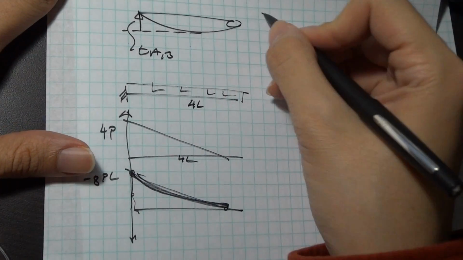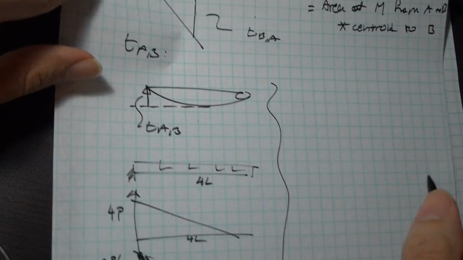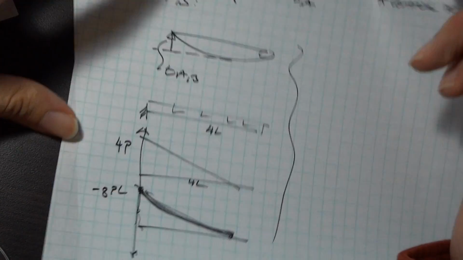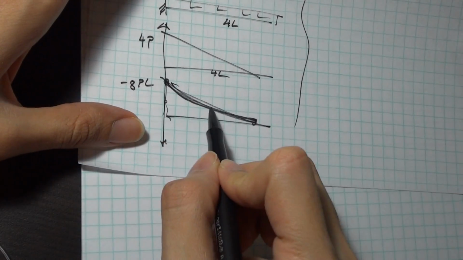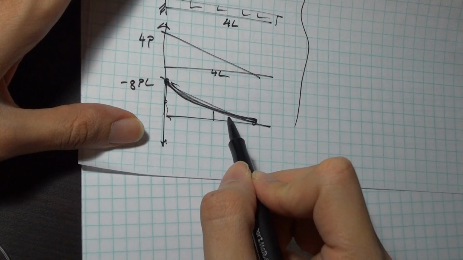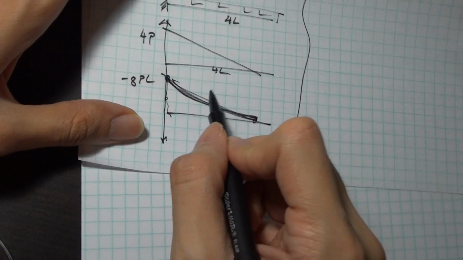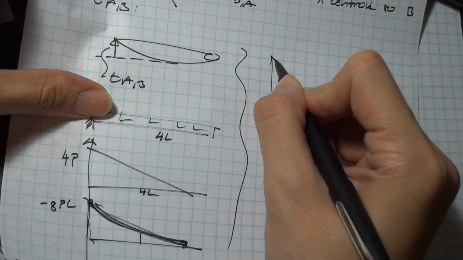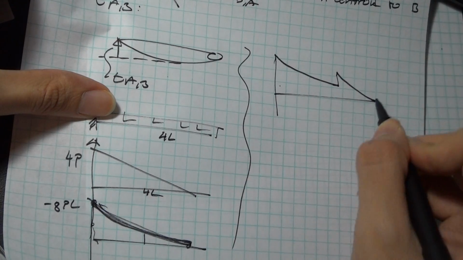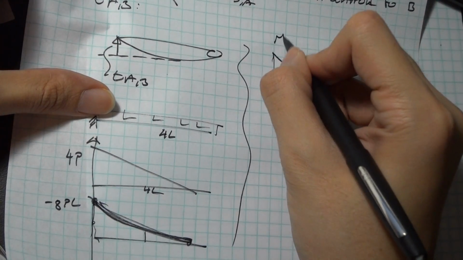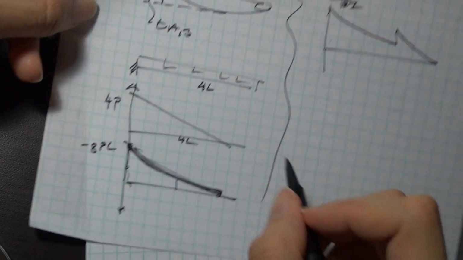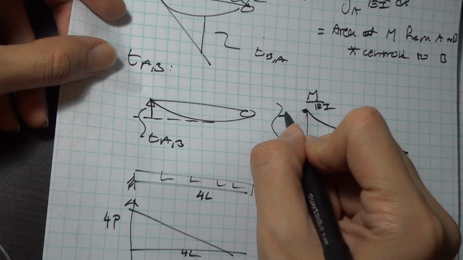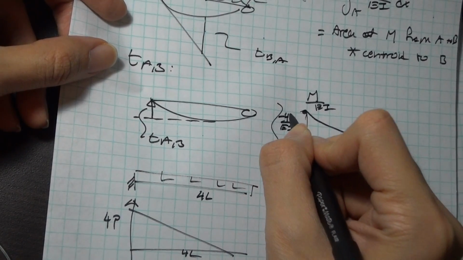I actually need to draw my M on EI diagram though, and this is where that 2EI and EI comes into play. I'm essentially going to divide this section by 2EI and this section by just EI. And what that means is that at this point I'm going to have a jump. Oh, sorry, not my moment diagram, my M on EI diagram. Right, I'm taking negative 8PL here and dividing it by 2EI. Therefore, I'm going to get negative 4PL on EI.